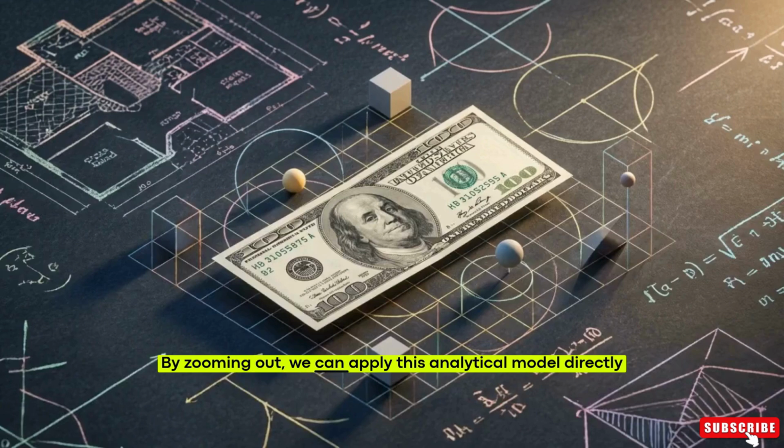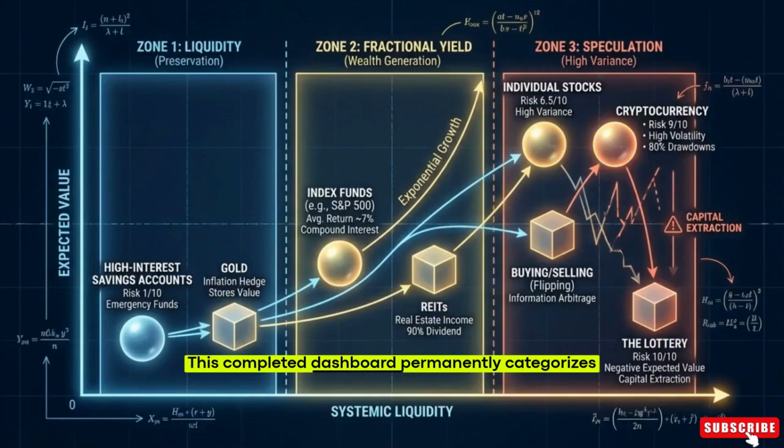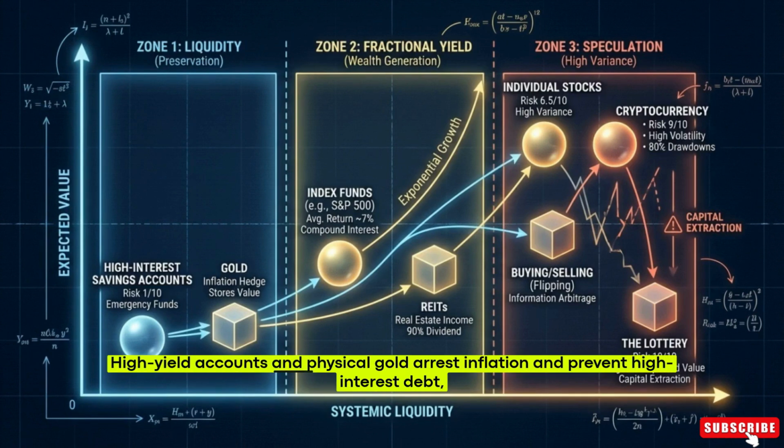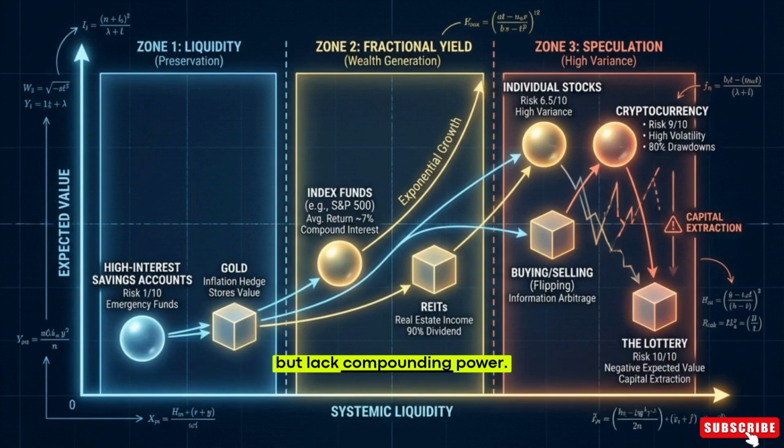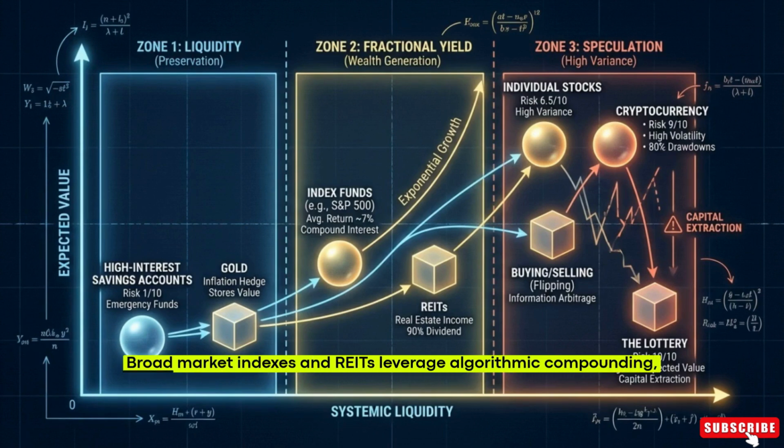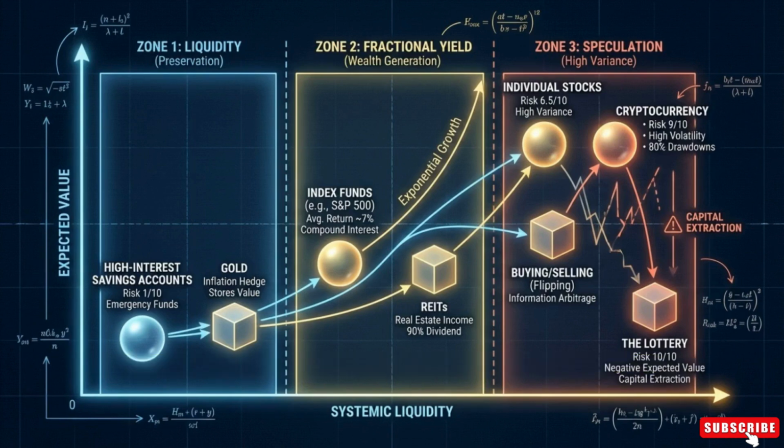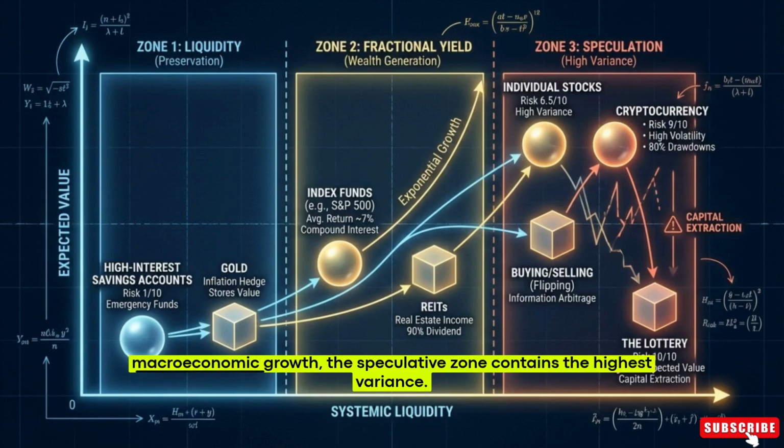By zooming out, we can apply this analytical model directly to the initial problem of the decaying $100 principal. This completed dashboard permanently categorizes the 8 capital engines into 3 operational zones. The liquidity zone provides preservation. High-yield accounts and physical gold arrest inflation and prevent high-interest debt, but lack compounding power. The fractional yield zone is the proven engine of wealth. Broad market indexes and REITs leverage algorithmic compounding to turn microcapital into macroeconomic growth.